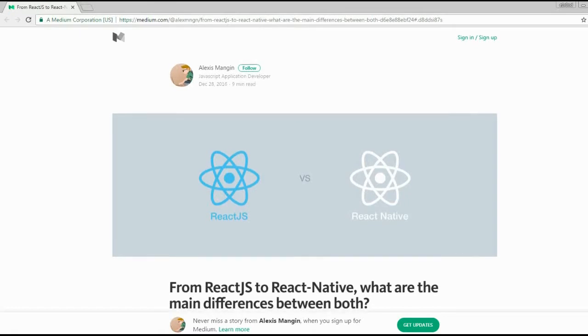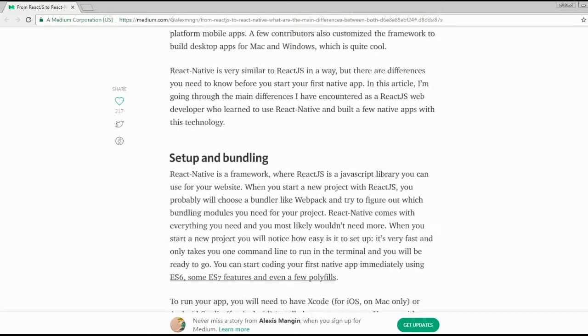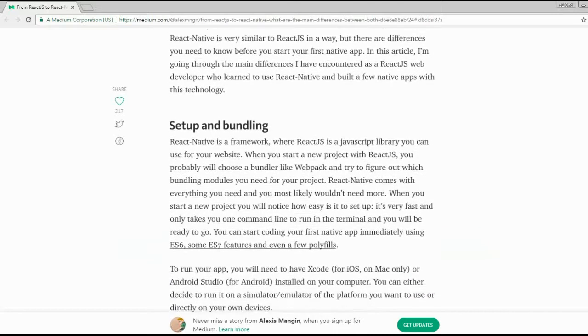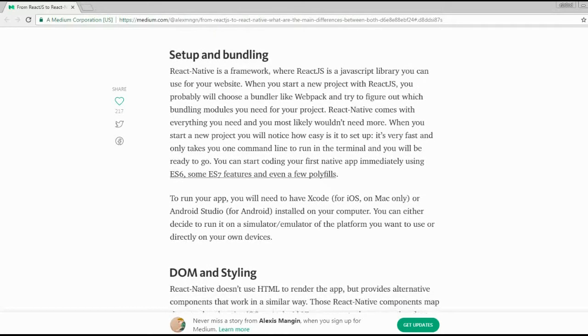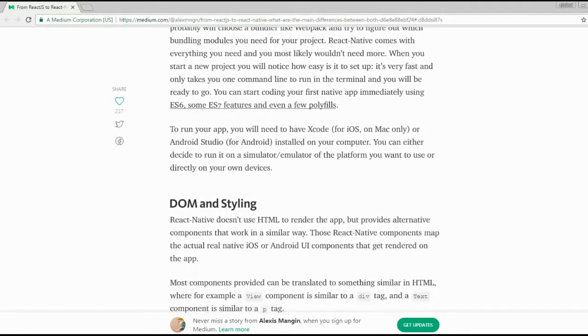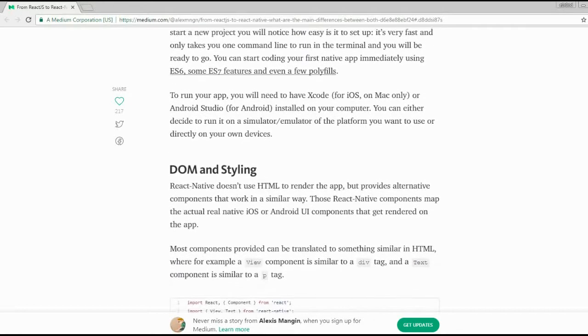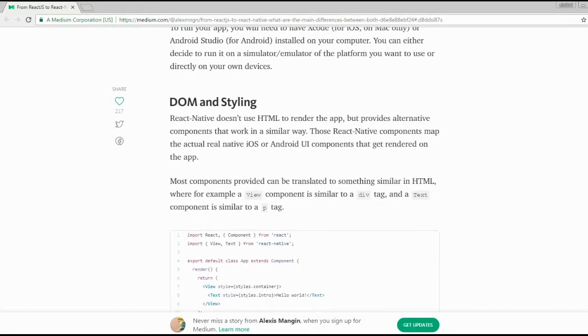Probably you're already using React and interested in mobile application development. Then I propose to your attention the post From React.js to React Native, What are the main differences between both? By Alexis Mangin on Medium. Here's where you can learn building web and mobile apps with React.